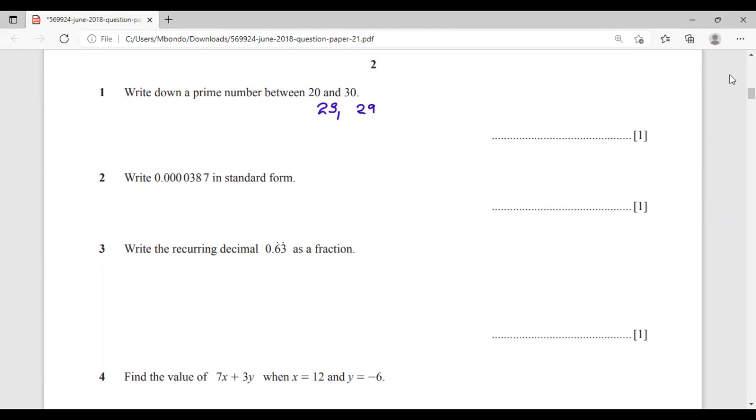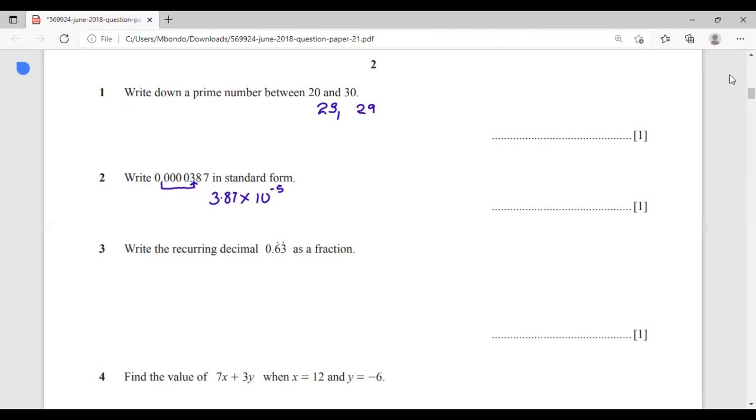Then number 2, write 0.0000387 in standard form, okay? So we need to move this point from where it is to this point, okay? So 1, 2, 3, 4, 5. So it's going to be 3.87 multiplied by 10 raised to the power negative 5. Okay, we're moving from the left to the right.